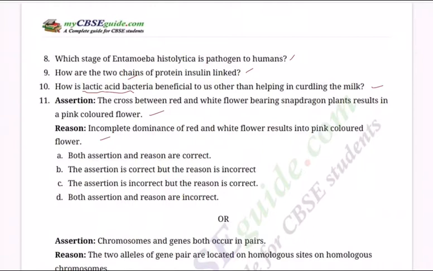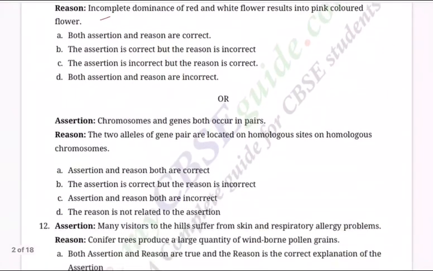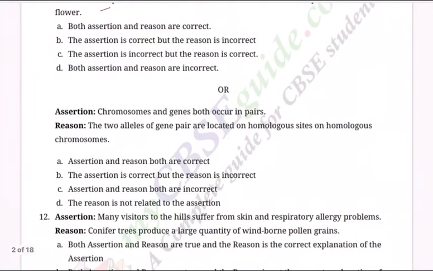A. Both assertion and reason are correct. B. Assertion is correct but reason is incorrect. C. Assertion is incorrect but the reason is correct. D. Both assertion and reason are incorrect.